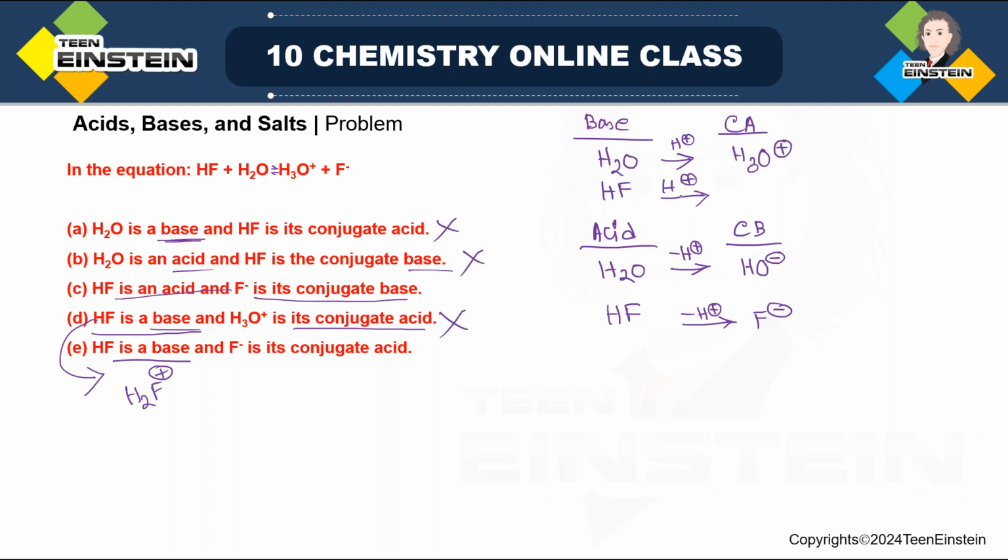Here we are interested only in recognizing the conjugate acid-base pair. Suppose HF is base, that is fine. But base means it should capture H plus. Then only it will be converted to its conjugate acid. But HF and H2O, these two are not related at all. So again, here the middle option is the correct option.